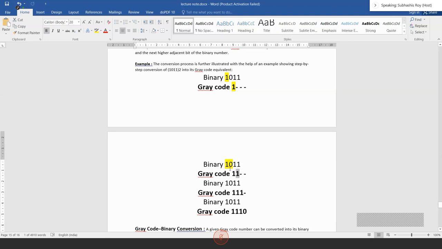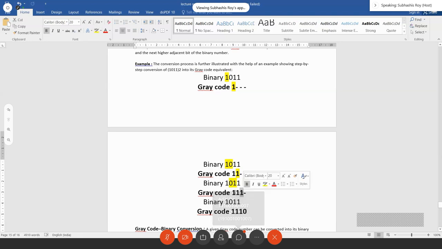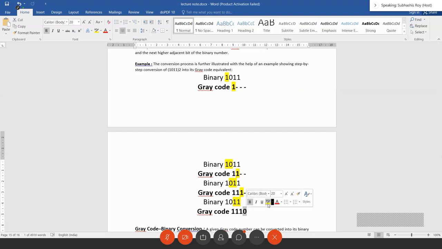Next is 0 and 1. Adding 0 and 1, you get 1. Again, what will be the next one? Add the last two digits: 1 plus 1 gives you 0, but you also get a carry. What about the carry? Just omit it; you don't need to consider it. This is how we can convert any binary number into gray code.